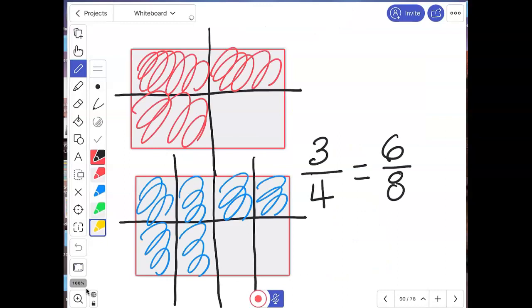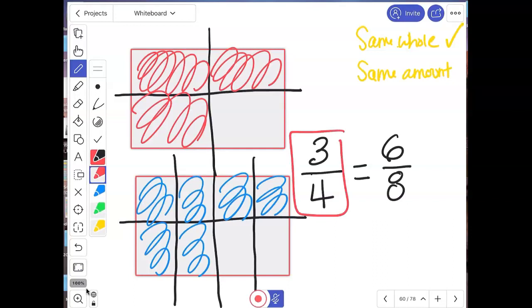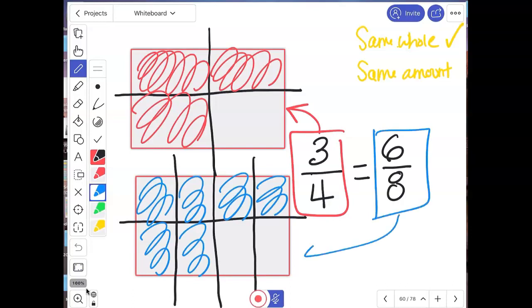Here's another example. Well, let's look. Do I have the same whole? That's my first question I have to ask. This rectangle and that rectangle, yep, they're the same, okay? Now, same shaded amount. Well, I've got 1, 2, 3 up here. And I have 1, 2, 3, 4, 5, 6 down here.